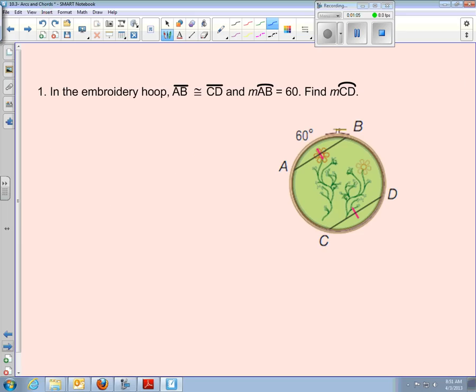All right, in the embroidery hoop, our AB is congruent to CD, and the measure of arc AB is 60. Find the measure of arc CD. Well, if the chords are congruent, their arcs are congruent. So we can say it's just 60 degrees.